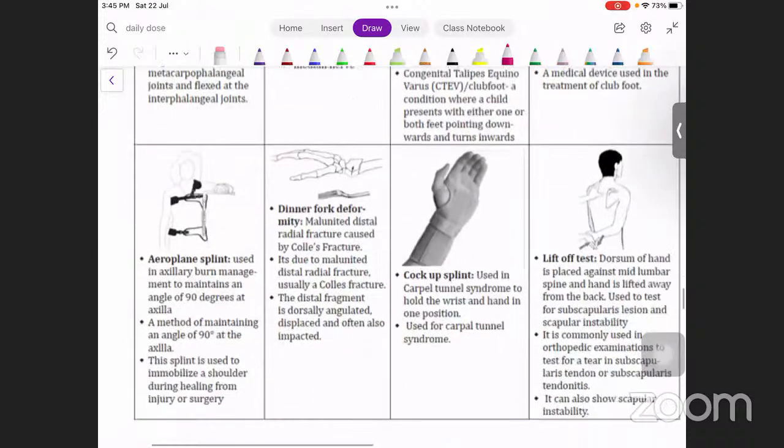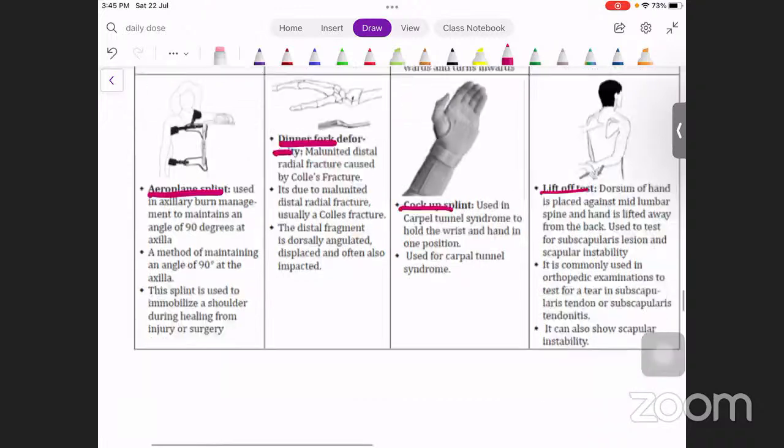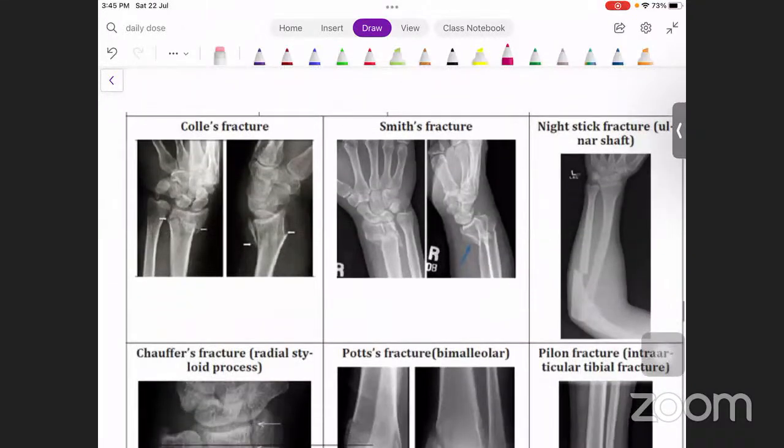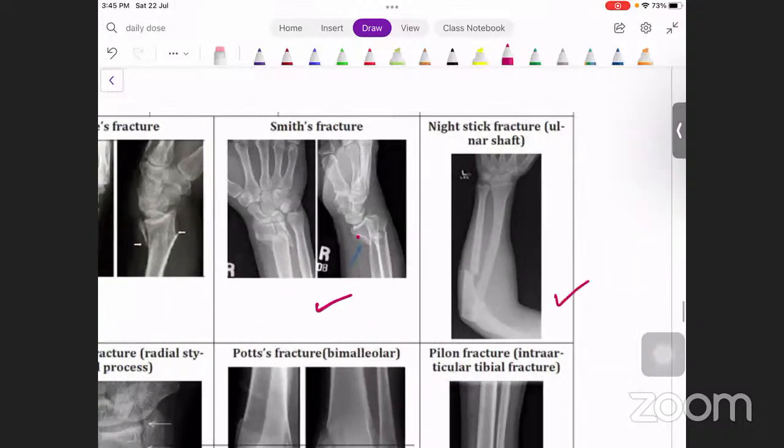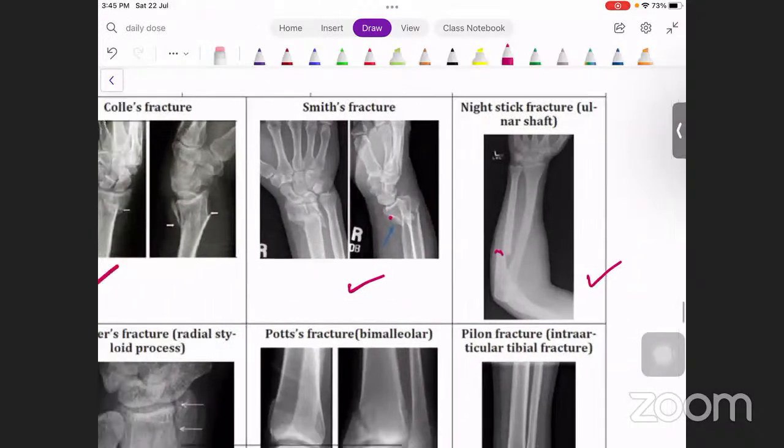Denis Browne splint, and you have an aeroplane splint for brachial plexus injury. Dinner fork deformity, which is seen in Colles' fracture. Cock-up splint, usually for carpal tunnel syndrome. Lift-off test, commonly used for tear of the subscapularis tendon. And Colles' fracture, where you see the dinner fork deformity, reversal of Colles', Smith's fracture, and nightstick fracture, where you see the ulnar shaft has been broken.